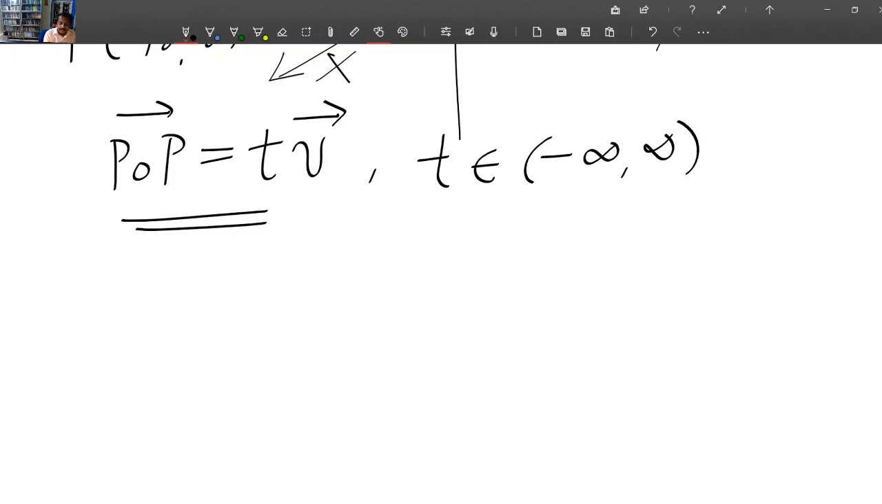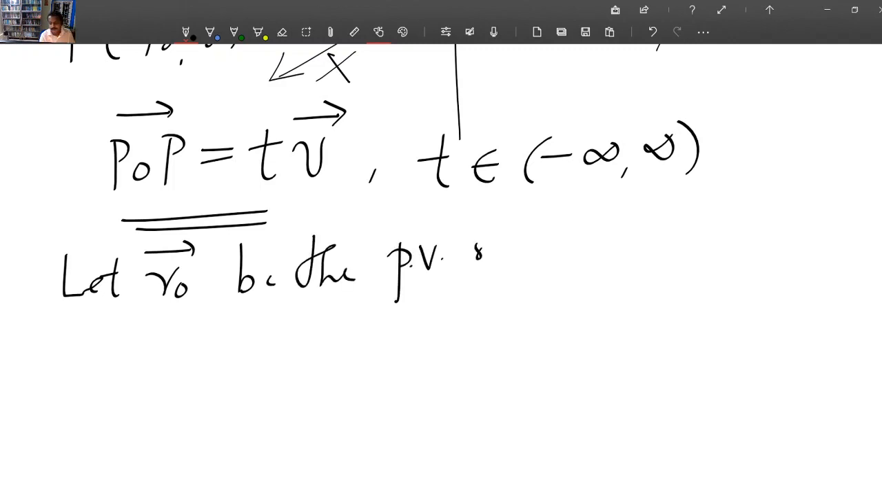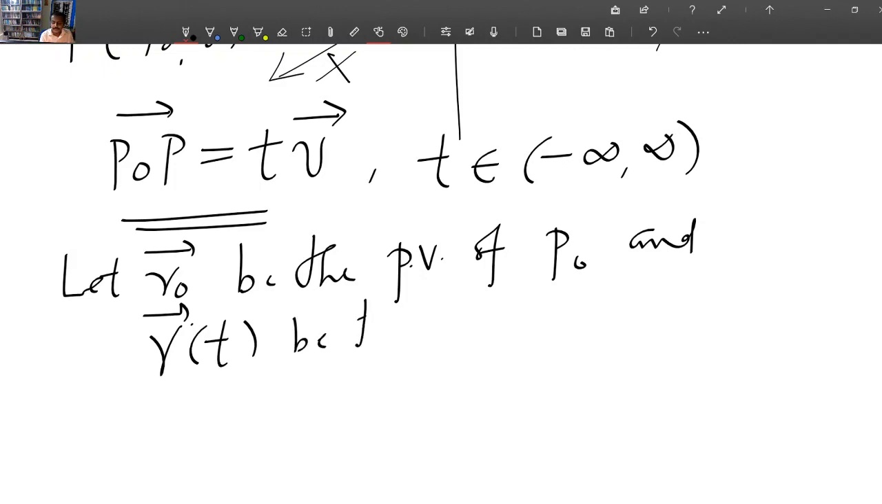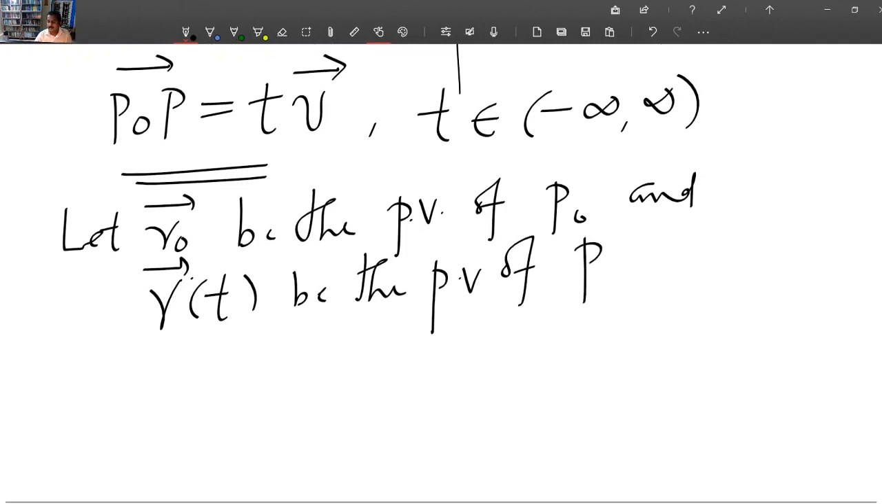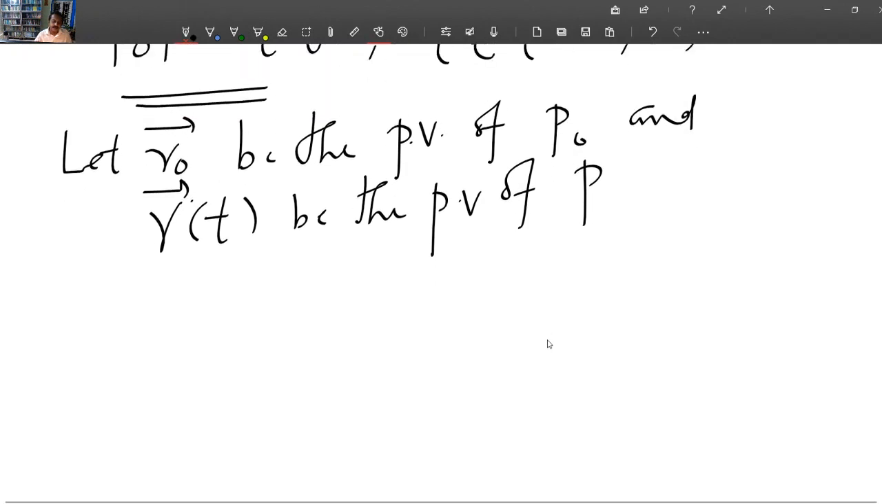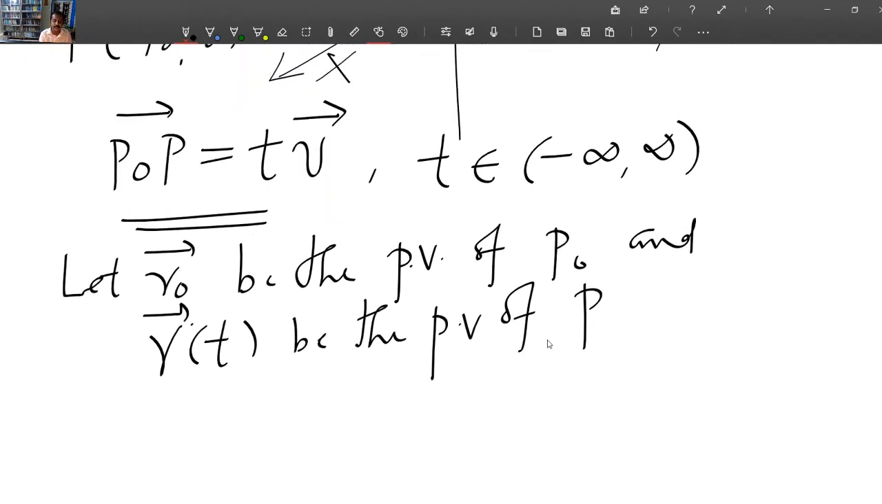Now let r0 be the position vector of P0, and let r of t, since x, y, z vary, you can take it as depending on t, be the position vector of P. Then take this as equation 1.